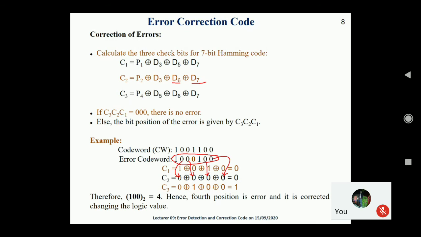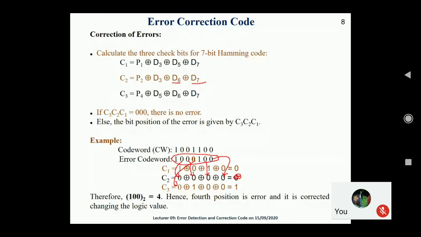So all are 0, and 0 modulo 0 means what? This one is 0. Okay. Next one is C3. C3 means what? P4. Which one is the P4? This one is P4, and this one is 0.